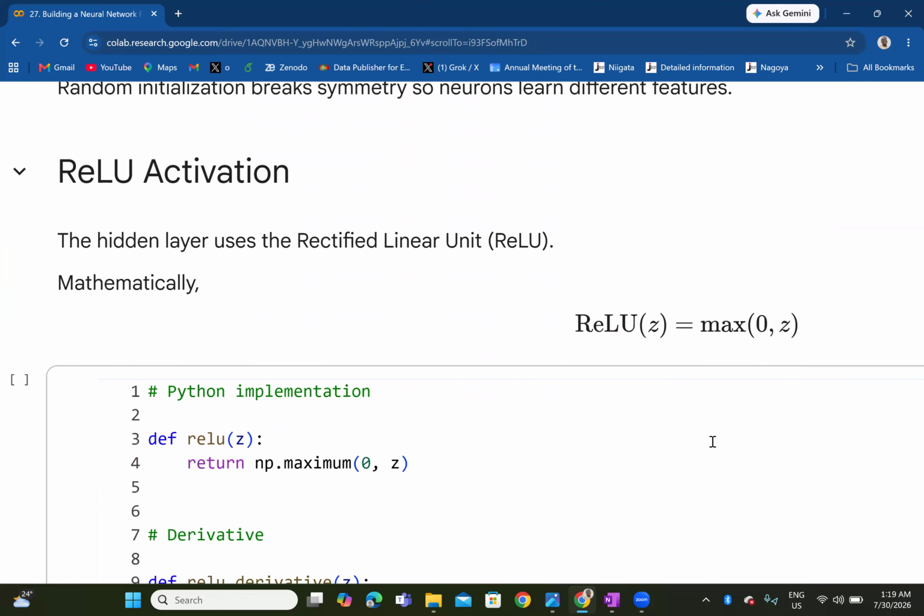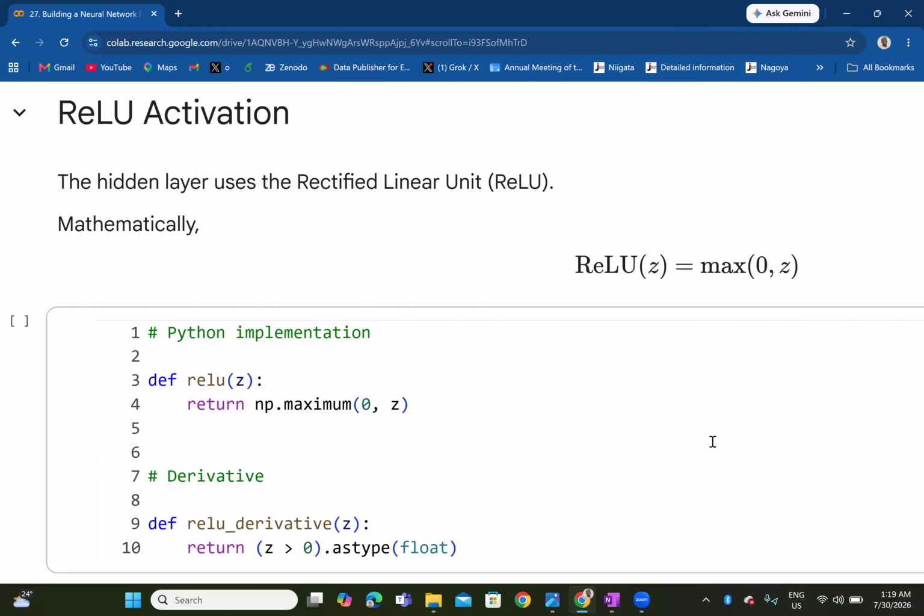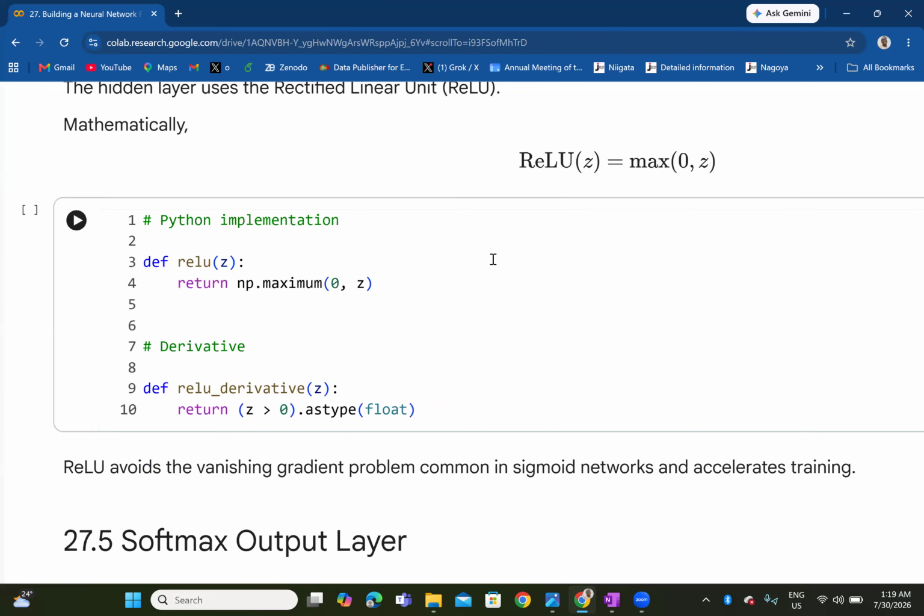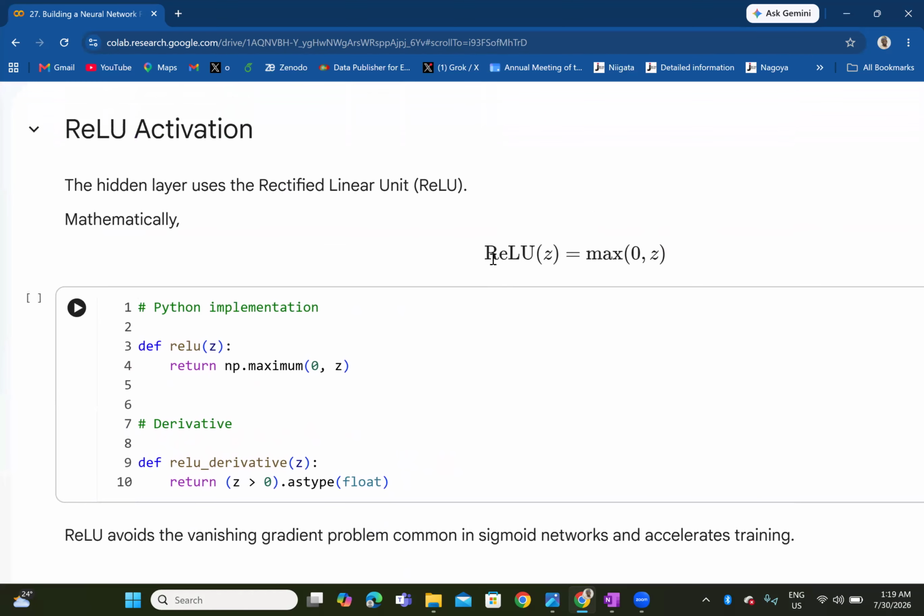And then you have the rectified linear unit activation. So the hidden layer uses the rectified linear units, right? Which is actually the default activation function used. So mathematically, ReLU(Z) is actually the maximum between 0 and Z. So we've seen that a couple of times. So here, ReLU avoids the vanishing gradient problem common in sigmoid networks and accelerates training. So that's why we get to use ReLU a lot like that.